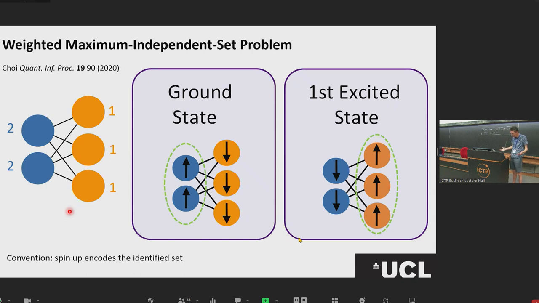So the obvious solution here in this particular example is a set containing the two blue variables, which is independent because there's no direct coupling between the two blue variables, and that has a weight of 4. And in particular, the ground state is shown here, so we're going to use spin up to encode the variables which are in the identified set and spin down for the other ones. So in this particular example, there's a ground state, which is these two blues, and the first excited state is these three oranges. So just a reminder, the spin-up encodes the identified set of the maximum independent set.